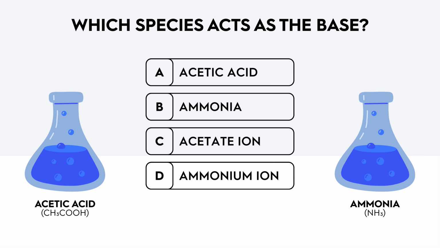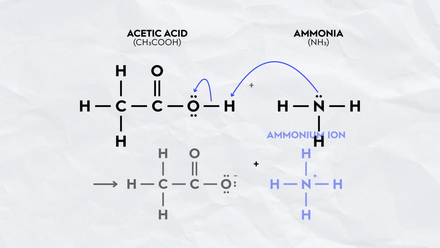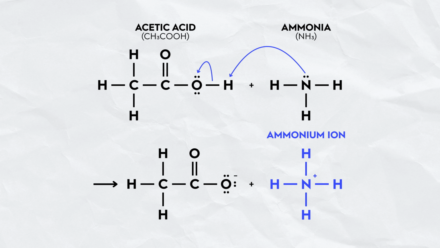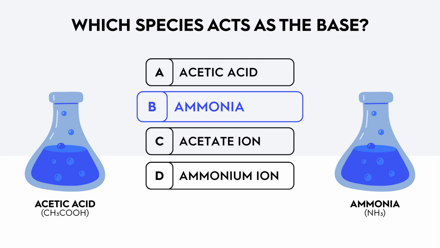Time to reveal the answer to our pop quiz. When acetic acid reacts with ammonia, the ammonia accepts the proton and forms the ammonium ion. That means ammonia is the base, and acetic acid is the acid. So the correct answer is B. The products are the acetate ion, which is the conjugate base of acetic acid, and the ammonium ion, which is the conjugate acid of ammonia.